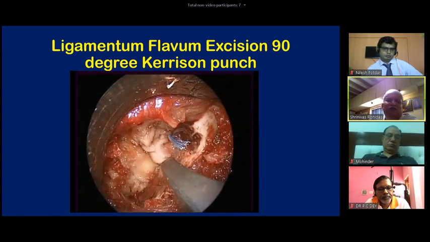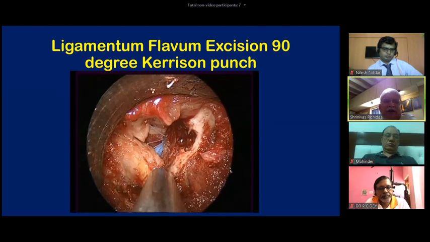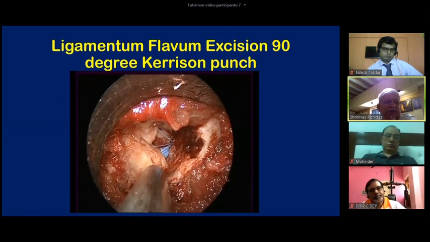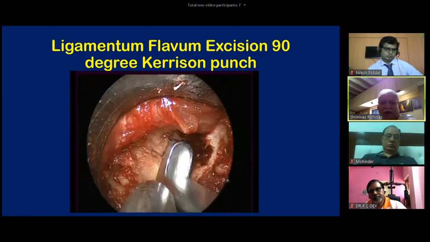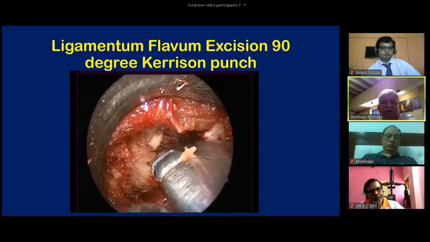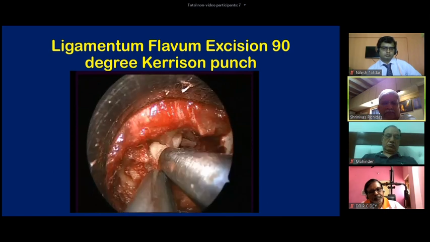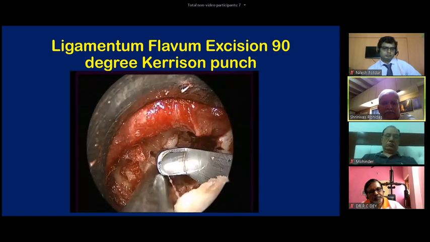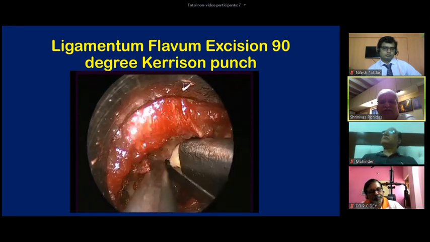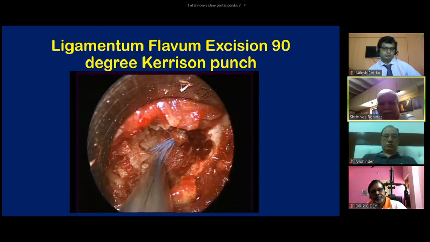It's always better to protect the neural structure with cottonoid. I have used cottonoid to push the dura anteriorly. There are two Kerrison punches in the Distandau system, 145 which we have used for the lamina, and now this is 90° 3 mm Kerrison punch to remove the flavum. We remove the flavum so as to expose the operative area from one lamina to the lower lamina.